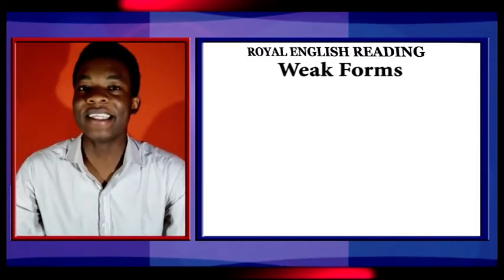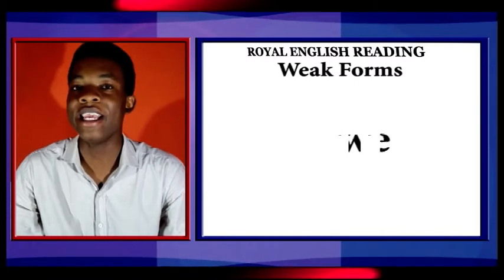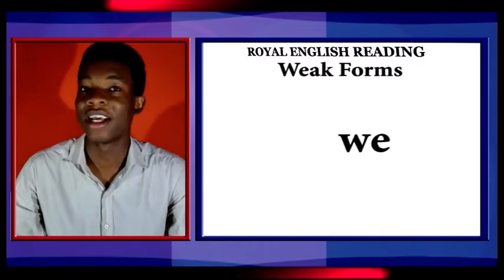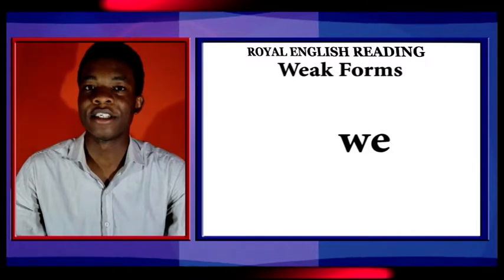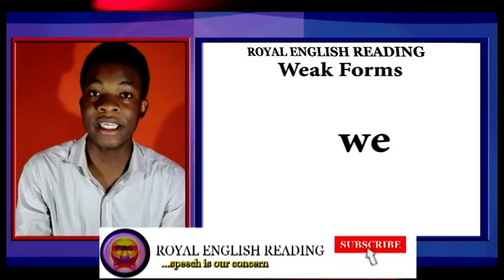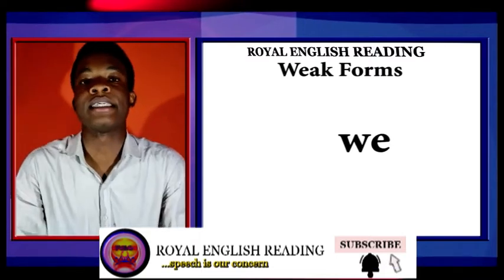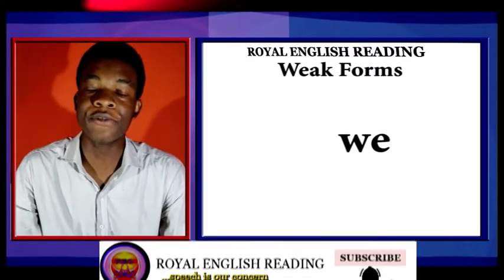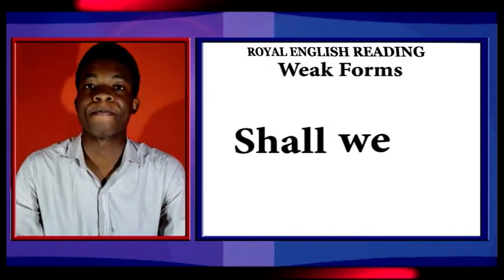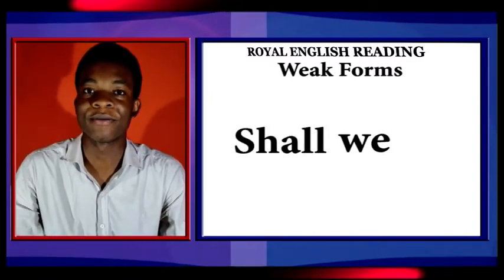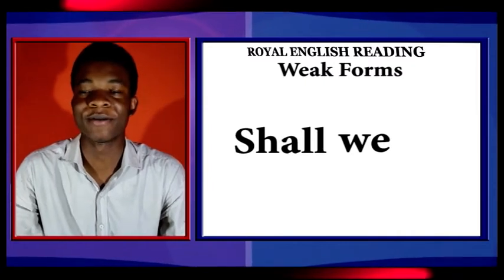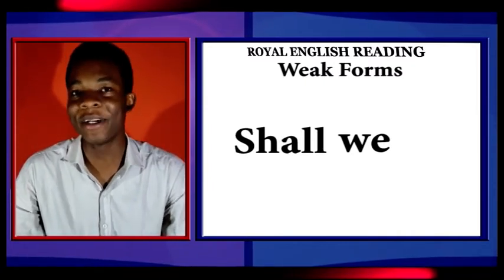Okay, so let's move on to the second word now. We. What's its weak form again? We. Very good. So just like we did with the first weak form, we're going to put it in phrases and then put it in sentences. So the first phrase for we would be shall we. Shall we. Sounds a bit strange. Let's put it in a sentence now.